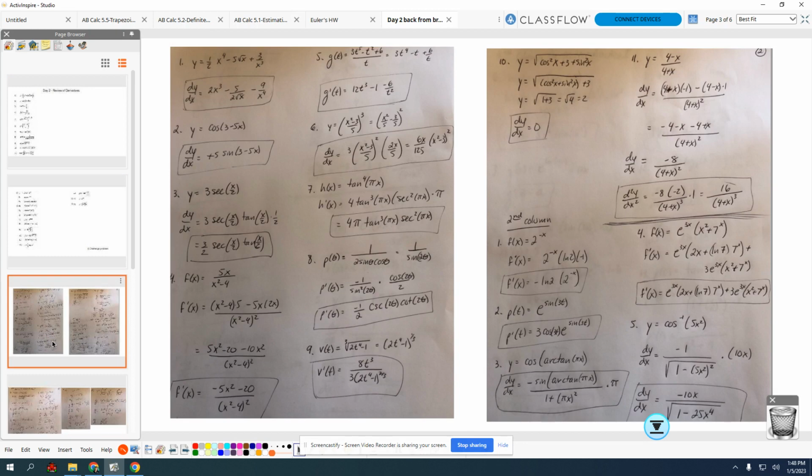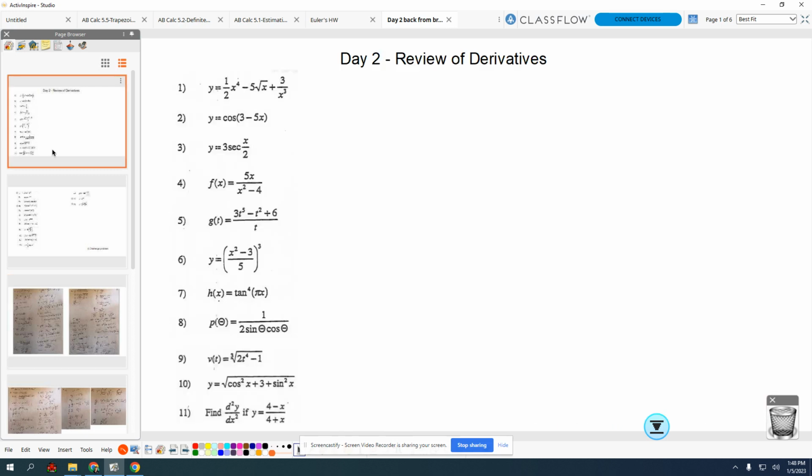I did post the answers, and 14 and 15, I believe, of the second column are what I call challenge questions. I feel like you throw those on the test a little bit.